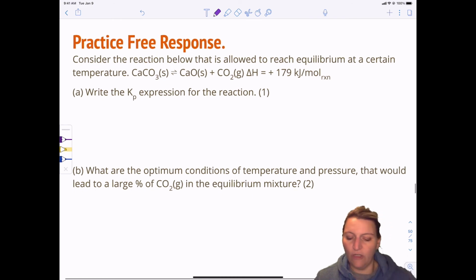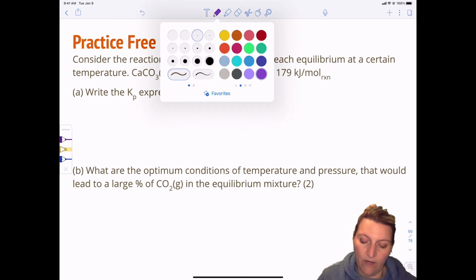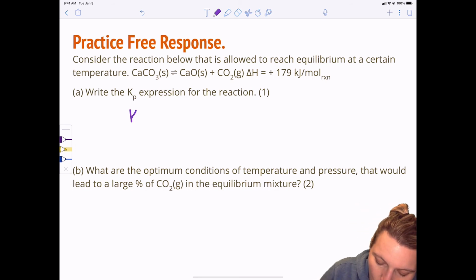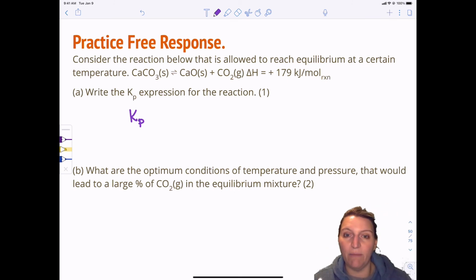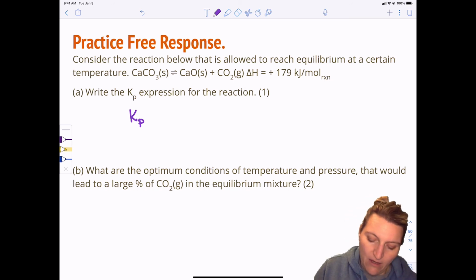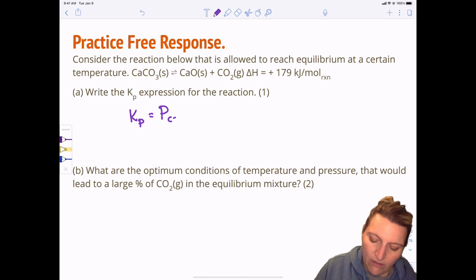And this is just an overall practice free response question. So it says, consider the reaction below that is allowed to reach equilibrium at certain temperature. And I see that it's endothermic. Write the Kp for this reaction. What this question is testing is, number one, do you know the difference between a Kc and a Kp? And do you realize that this is a heterogeneous equilibrium, and we're not going to have to put the solids in there? So just the pressure of the CO2.